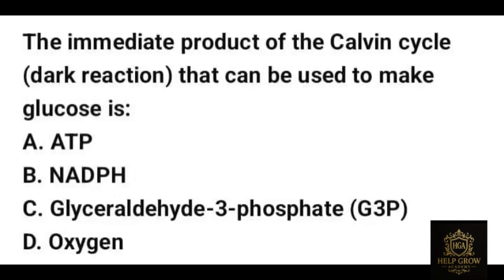Photosynthesis has two main stages. The first is called the light reaction and the second is called the dark reaction. Now, the light reaction produces ATP and NADPH. The dark reaction, which is the Calvin cycle, uses these molecules to make food. In the Calvin cycle, carbon dioxide is changed into a 3-carbon sugar called glyceraldehyde 3-phosphate, which is G3P. G3P is later combined to form glucose and other sugars that the plants need. So G3P is the first stable product that leads to glucose formation.